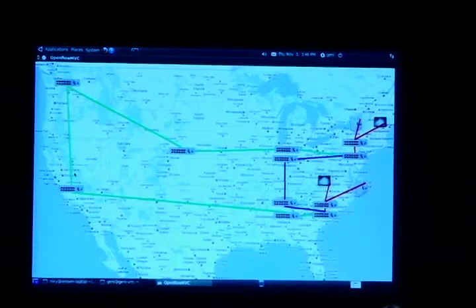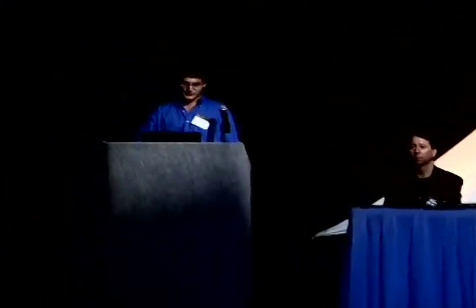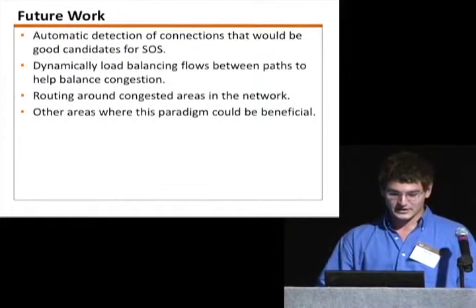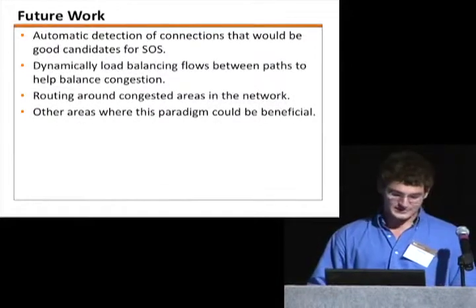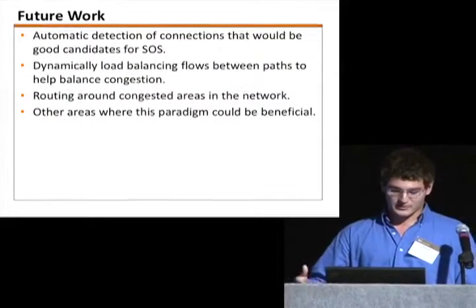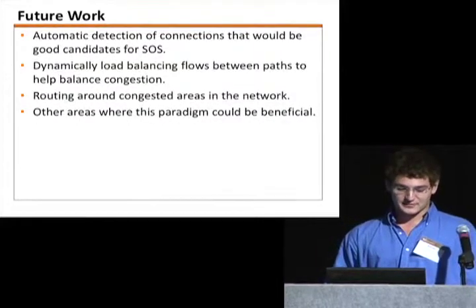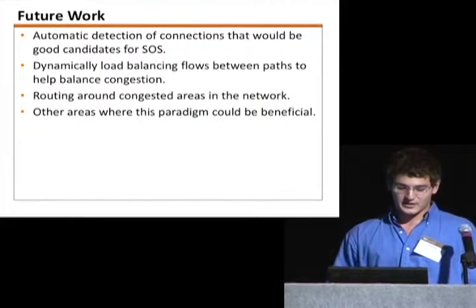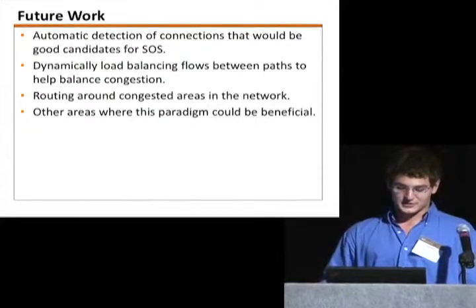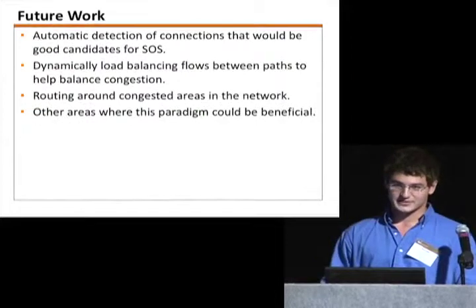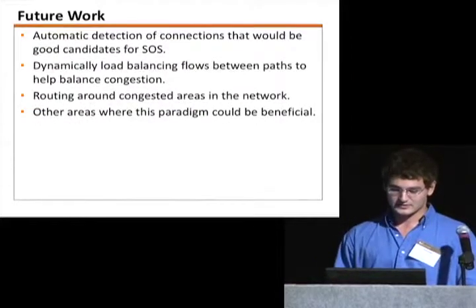The future work for this is to add more intelligence to the controller so that it makes more intelligent decisions on which flows would be a good candidate for this service, in addition to dynamically load balancing flows to help route around congested paths in the network. This demo just shows an example of optimizing the WAN. There are other areas that could benefit from a similar paradigm, for example, mobility in networks.